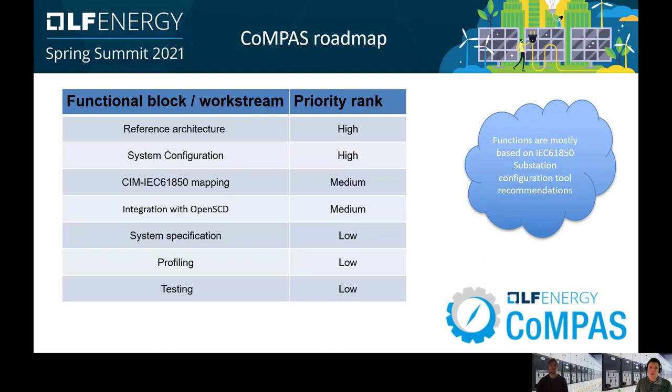If you look at the CoMPAS roadmap, we have several priorities. We're heavily looking at the 61850 for the substation configuration tool and the recommendations of the IEC. But currently, high priority is the reference architecture. We have some basic reference architecture in place, and we're looking at working on system configuration. CIM to 61850 is a topic we worked on. And this quarter, we're planning to work on integration with openSCD, which is another open source project with similar goals as CoMPAS. And later on, the idea is to work on the system specification part of CoMPAS, profiling and testing your configuration in the field. So you have a configuration, and does that match the configuration in the actual IEDs?